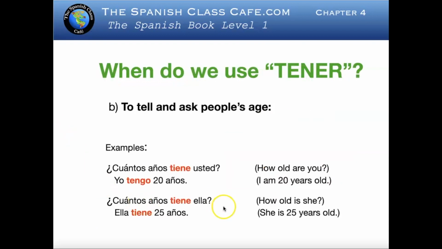¿Cuántos años tiene ella? Ella tiene 25 años. Now you can see also here the change from yo to ella and how the verb changes. And that's what we use to tell people's age. We use the verb tener. In English, you use the verb to be.